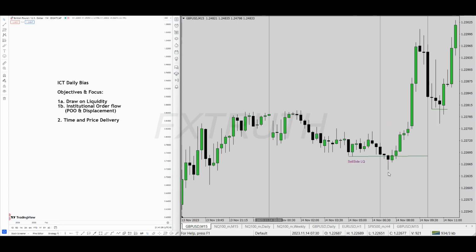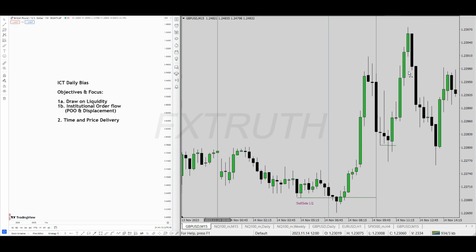So we've seen price run sell side liquidity, give us a displacement in price, confirm institutional flow. All we're waiting for is time and price delivery to align. So this particular line right here is the London session kill zone. So we can see that we have a lot of fair value gaps. So one could see this fair value gap, see this one, and also this one, and you'll be wondering which one should I focus on.